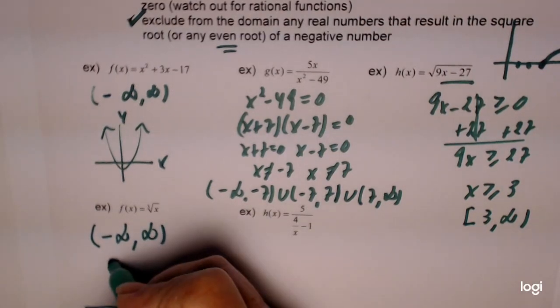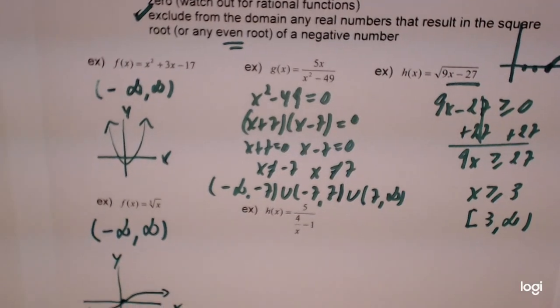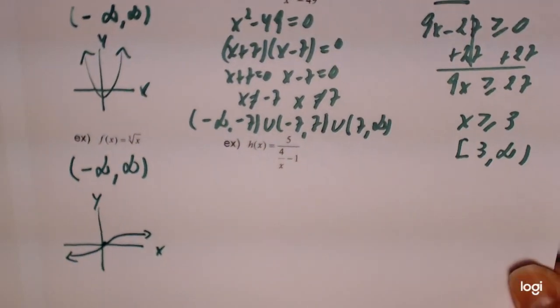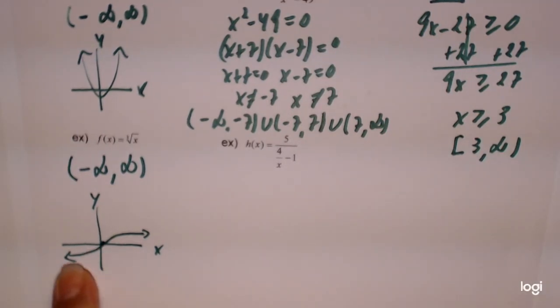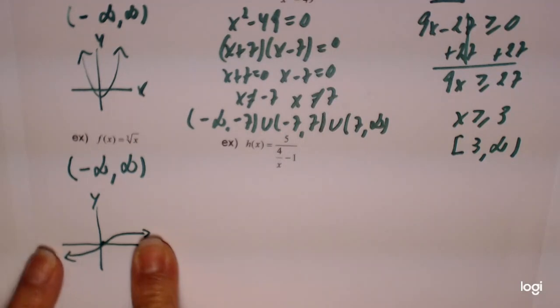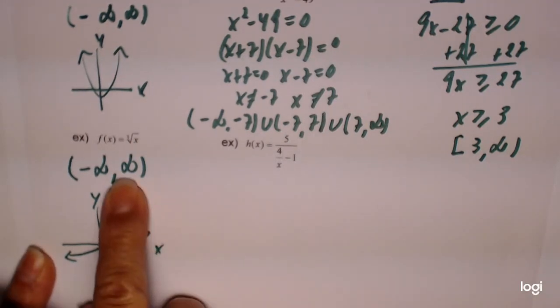The graph, you should recall from your work in transformations, here's the mother function for the cube root. Looks like this snake slithering along here. And the domain, x goes indefinitely in the negative direction and the positive direction, so negative infinity to positive infinity.